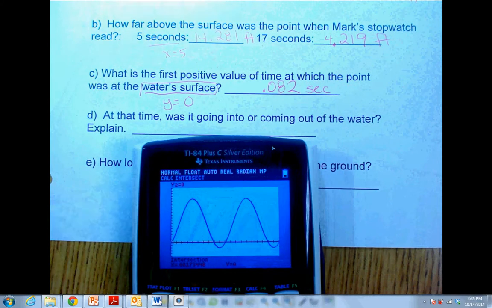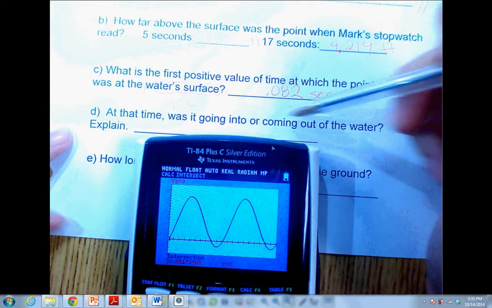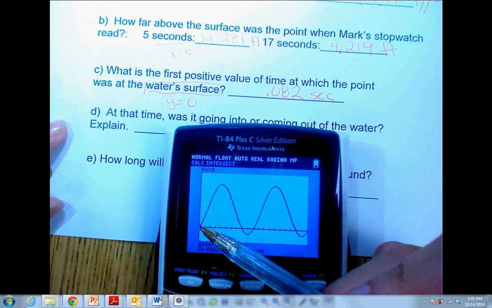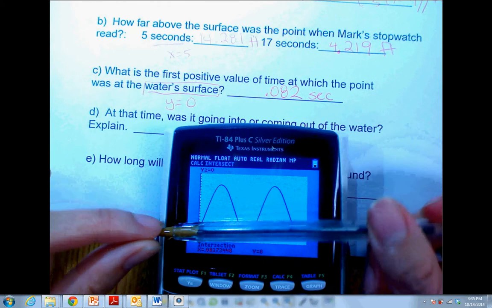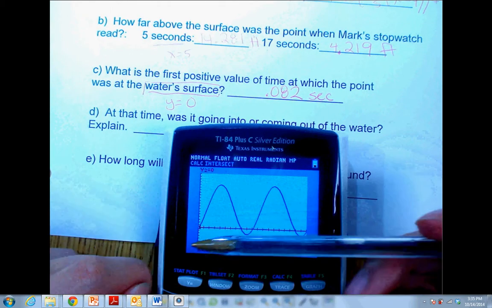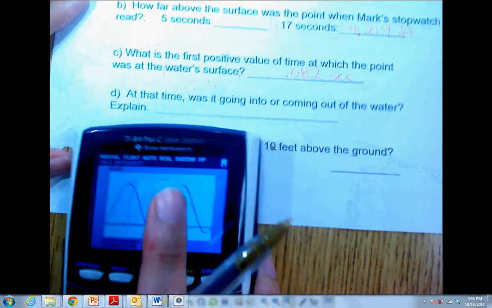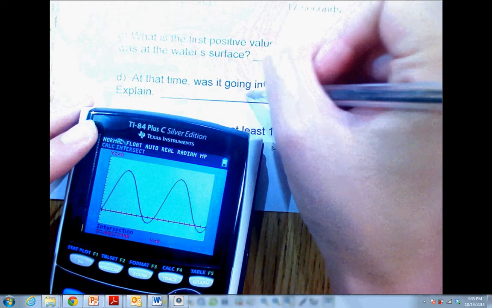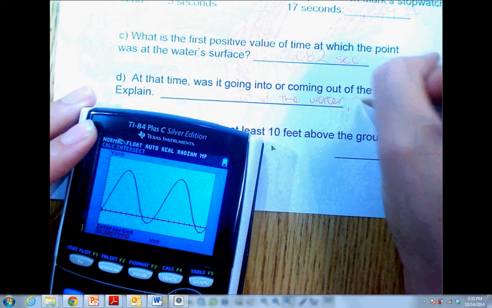Part D is asking us, at this time, is your Ferris wheel, or your steamboat, excuse me, going into or coming out of the water? So, looking at your graph, at this point where it intersects 0, is it going into the water or coming out of the water? So the 0 represents the water. So at this point, it's increasing, because it's going up. So that means it is coming out of the water. Because the function is increasing.